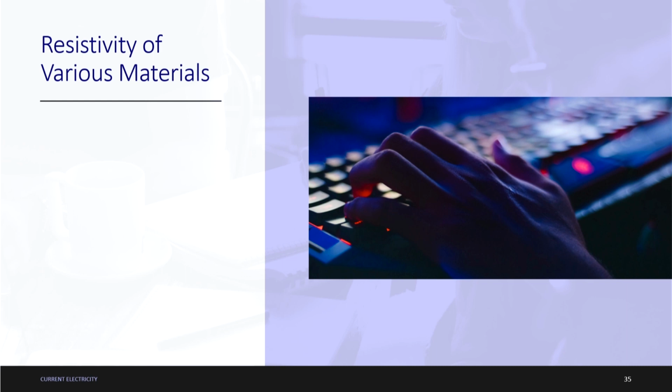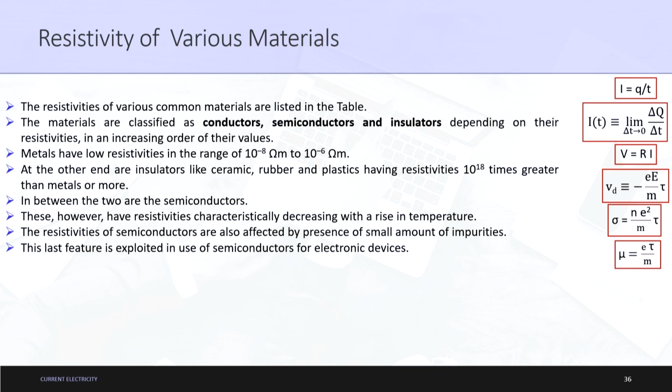So, what is resistivity? We have already explained it to you, just iterating it again here. According to Ohm's law, we know that capital V is directly proportional to I. This is only valid as long as Ohm's law is valid. So, we are assuming that Ohm's law is valid.